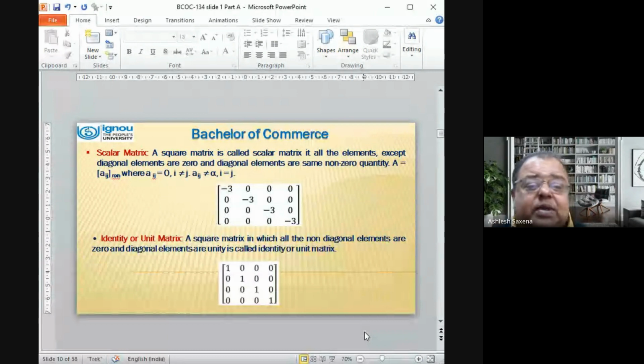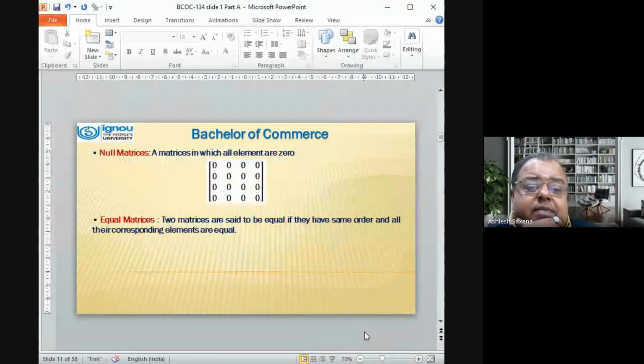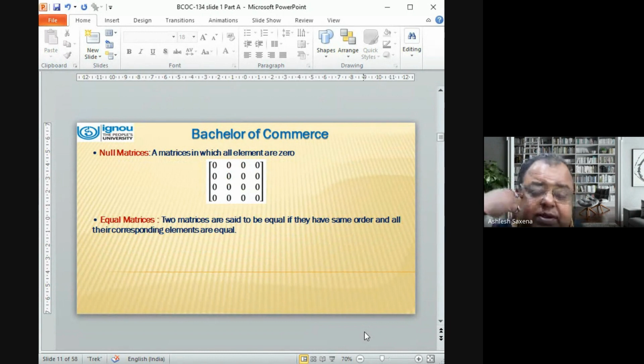We will solve it. Now, this is an identity matrix. Null matrix. A null matrix is a matrix in which all the elements are zero. Then comes the equal matrix. An equal matrix is that matrix in which the first condition is that they have to be of the same order. If you have four elements in the left hand side matrix, then four elements have to be there in the second matrix, and then only the corresponding elements are equal.